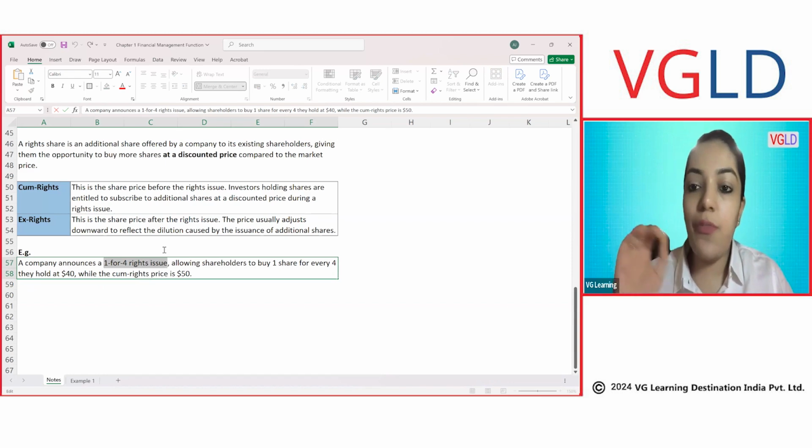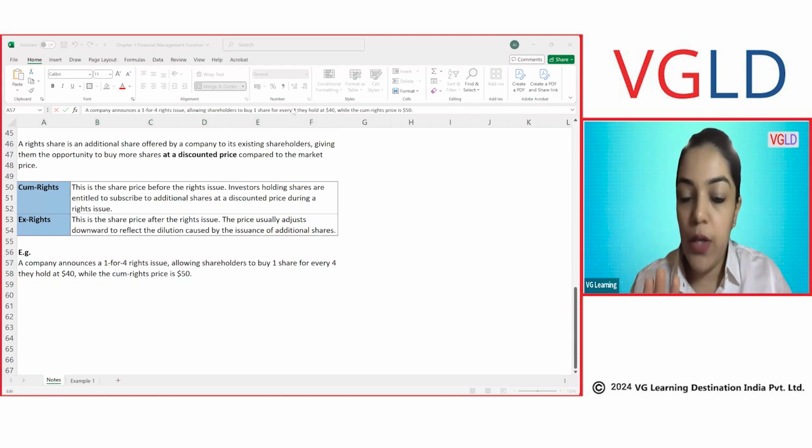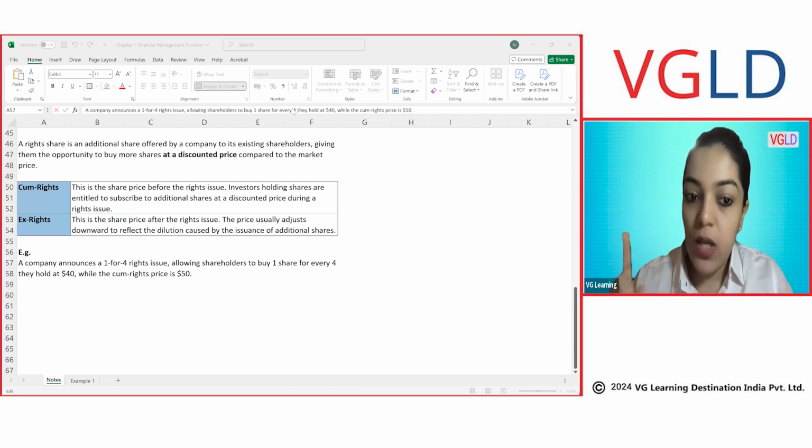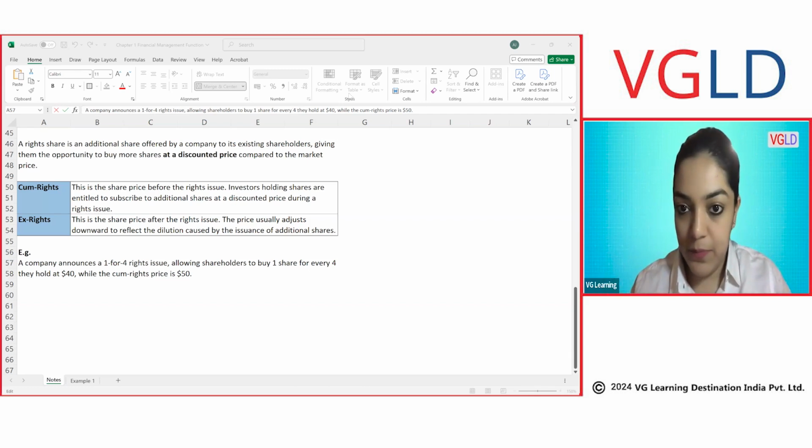Absolutely right. A 1-for-4 rights issue means that if you are holding 4 shares of the company now, you will get 1 share of the company at a discounted price. So 1 rights share for every 4 shares held in the company. Very good. All of you are telling me the right thing.